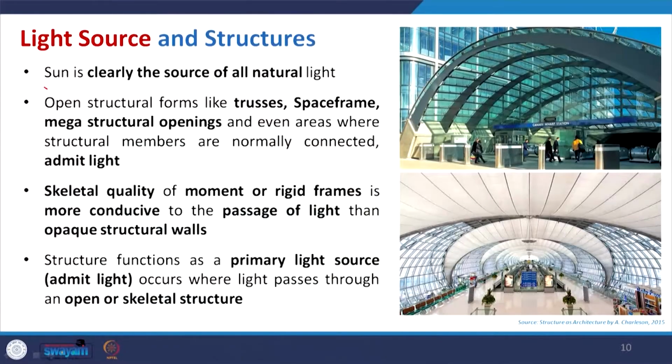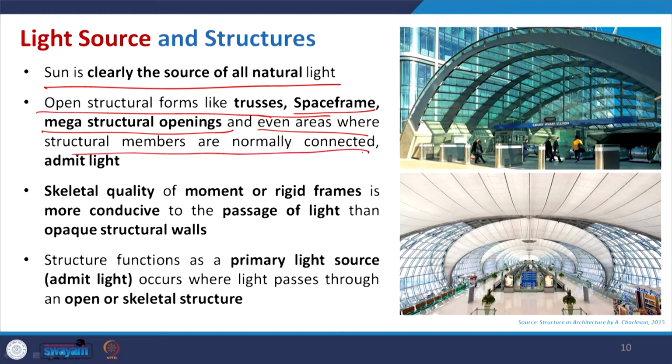So, here in this what is mentioned, the sun is clearly the source of the natural light. Open structural forms like trusses, space frames, mega structural openings, and even the areas where the structural members are normally connected, those areas can admit light if we can do it in a nice manner. In this context, definitely in order to get the light inside, you have to have some opening.